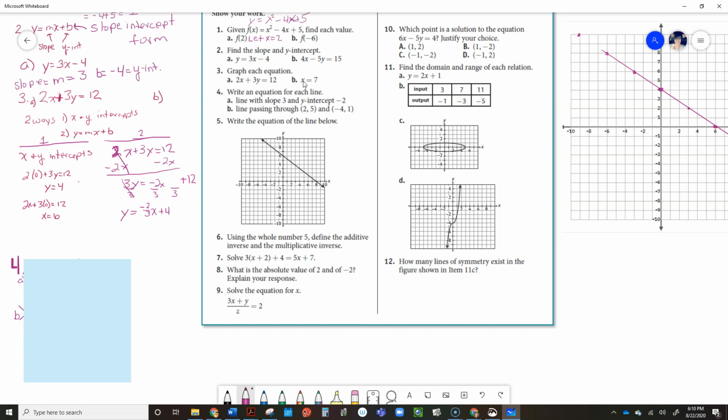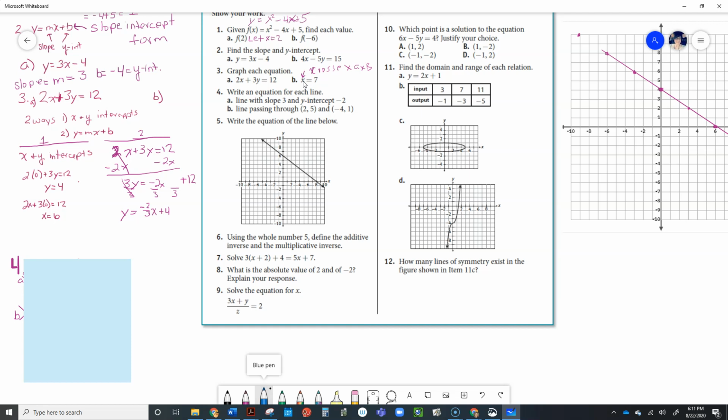Part B is one of those special equations that's only going to be either a vertical line or a horizontal line. How do we know? Because it's only crossing one axis. Which axis is it crossing? It's crossing the x-axis. So we know this crosses the x-axis. So in order to cross the x-axis, which is horizontal, you have to be a vertical line.